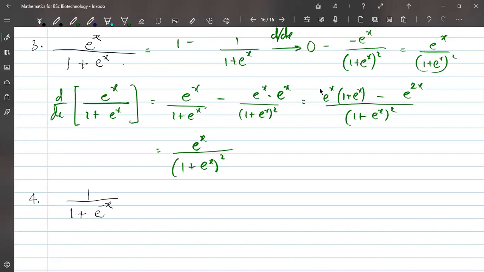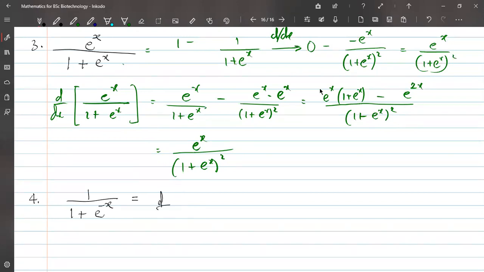You can also notice that this is exactly the same function as the third problem. If you multiply and divide by e power x, you get e power x by e power x plus 1, which is the same thing. So you already differentiated it. Okay. Even after getting the answer, you can notice it, but it's maybe more difficult to notice it then.